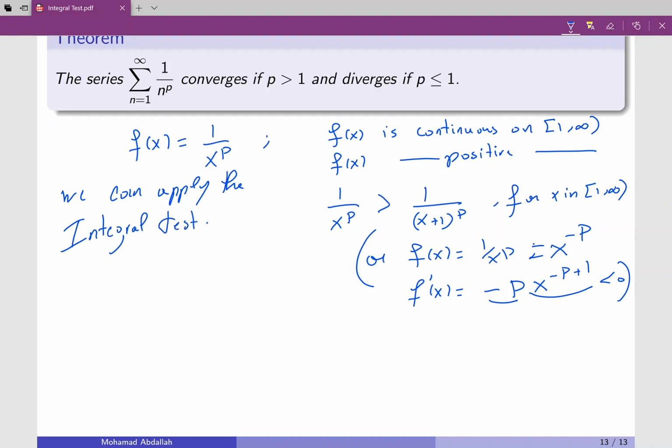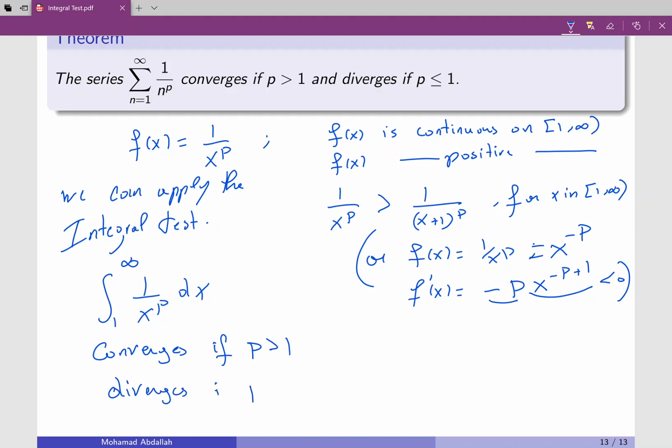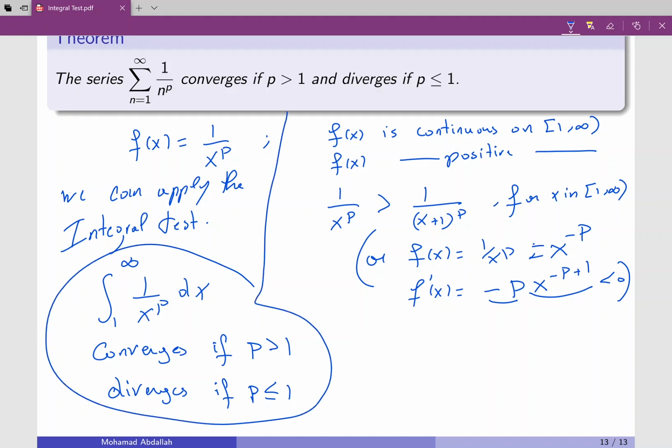Okay, so that means the following: the integral from 1 to infinity of 1 over x to the p dx, we have done this before. This converges if p is bigger than 1, diverges if p is less than or equal to 1. So then automatically this implies what we need here. The series sum from n equal 1 to infinity of 1 over n to the p converges if p is bigger than 1, diverges if p is less than or equal to 1.